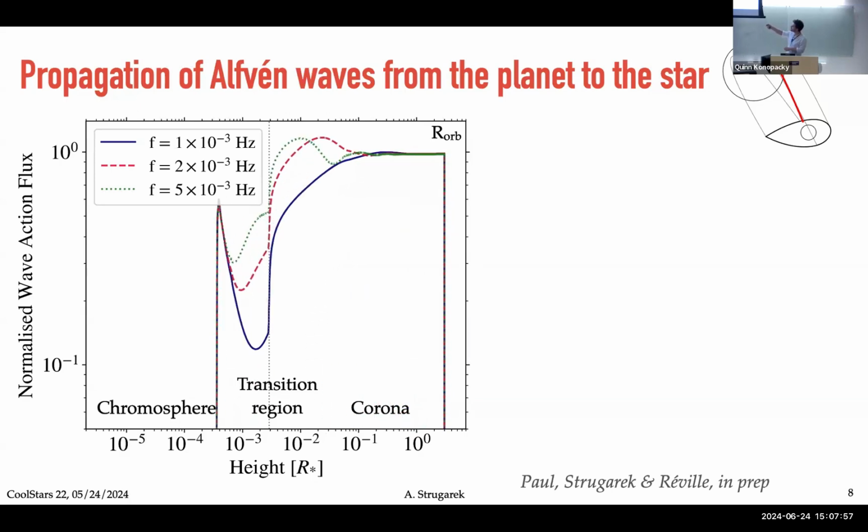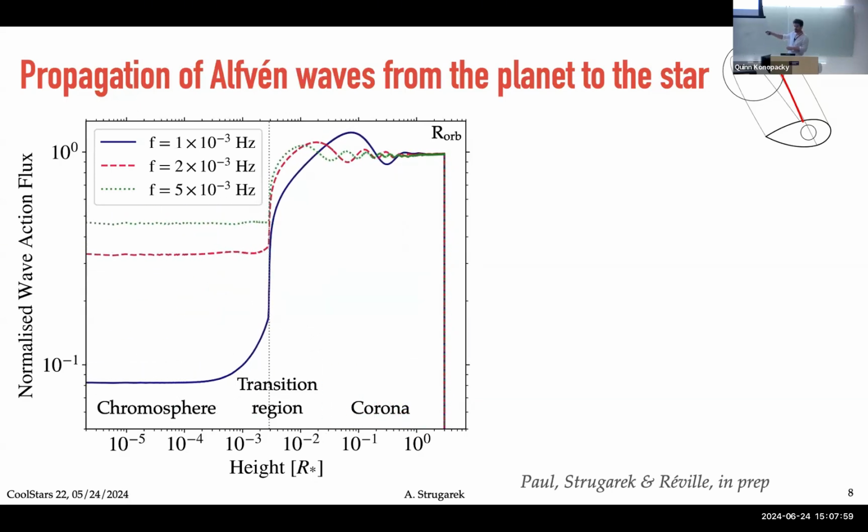It goes back towards the star, but hits the transition region. And most of the Alfvén waves actually get reflected back towards the planet. Only a subpart of the wave action flux is able to go through the transition region and get transmitted into the chromosphere. And you see that as a function of the frequency of your wave, you have a very different result. This is a log scale of how much power you can actually transmit into the chromosphere that would lead to a detectable signal in calcium II, for instance.